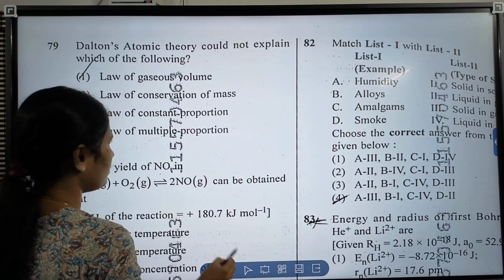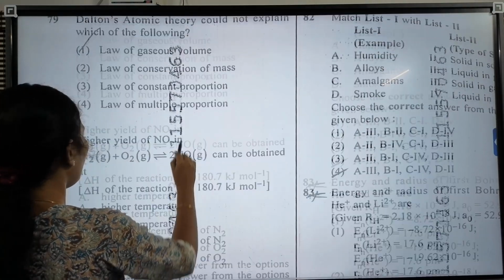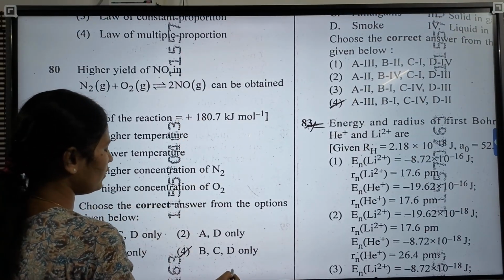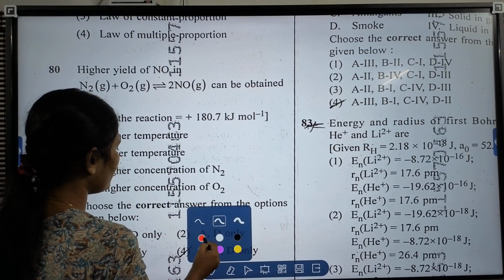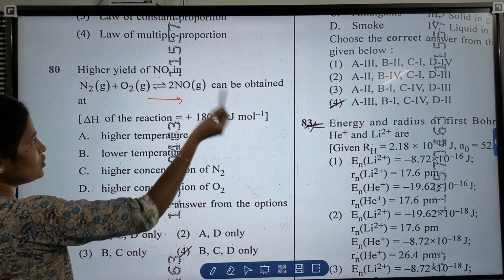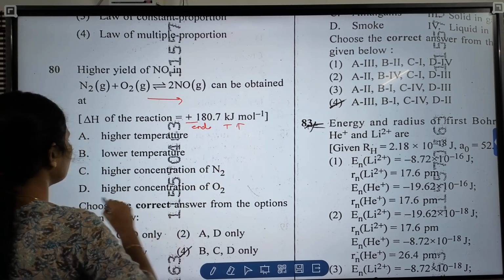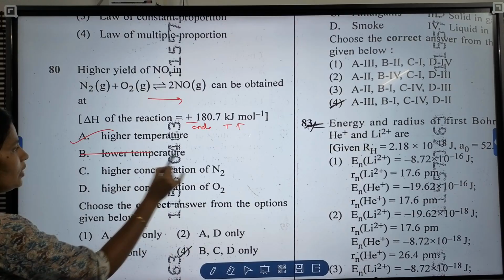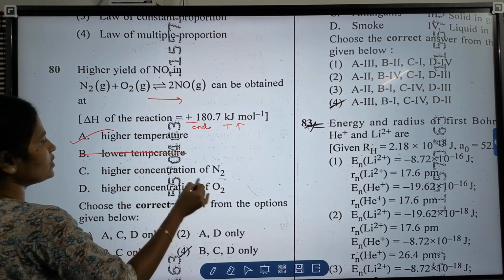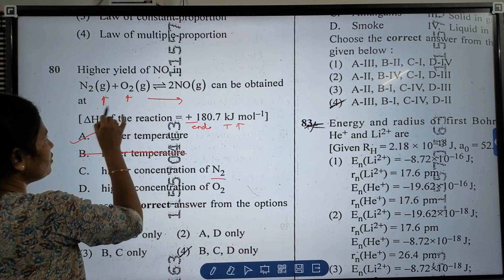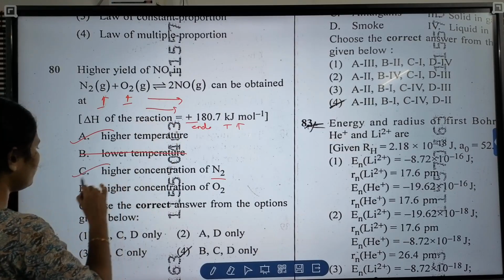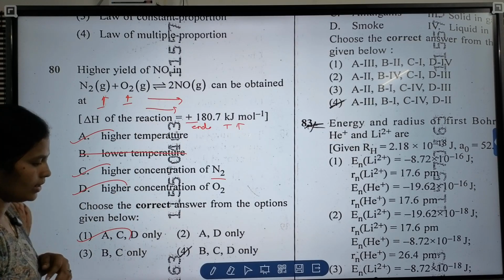Correctly, the student did it. Higher yield of NO: it's a forward reaction, so the reaction should go forward. It's endothermic, so we have to apply high temperature. Low temperature is not suitable. High concentration of N, if I increase the concentration of reactant, again it will shift forward. So we can go with A, C and D only.